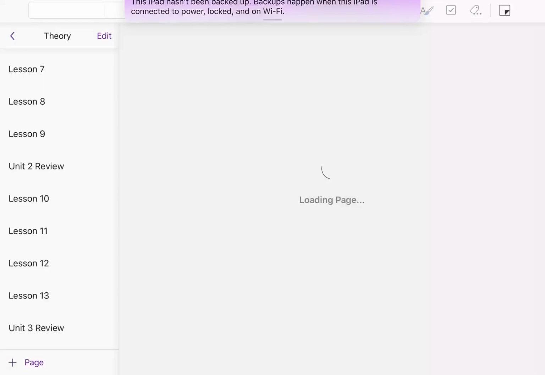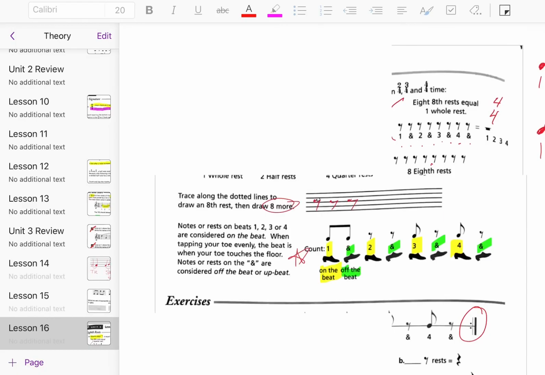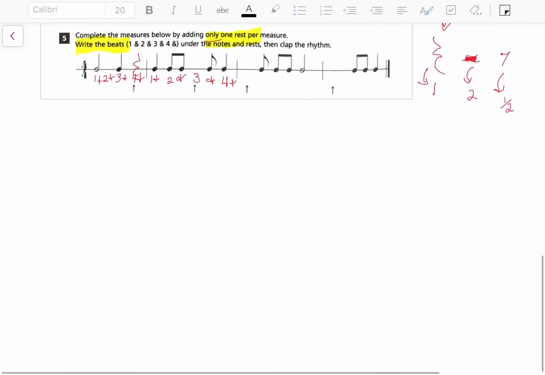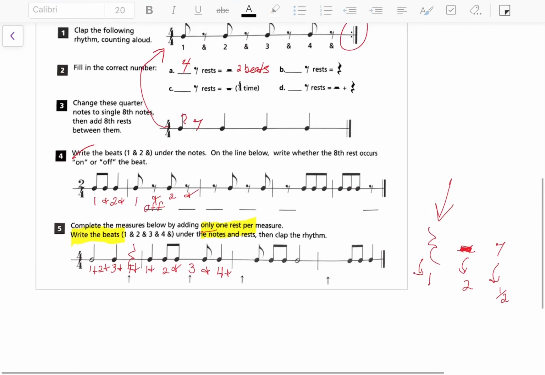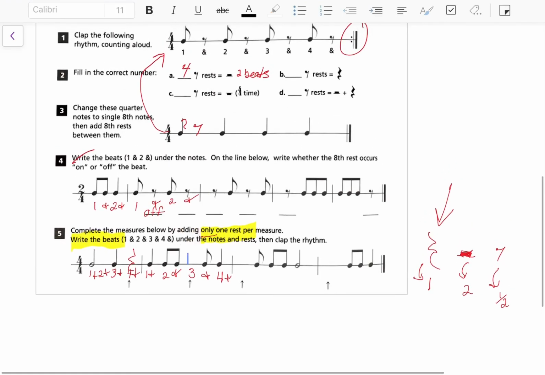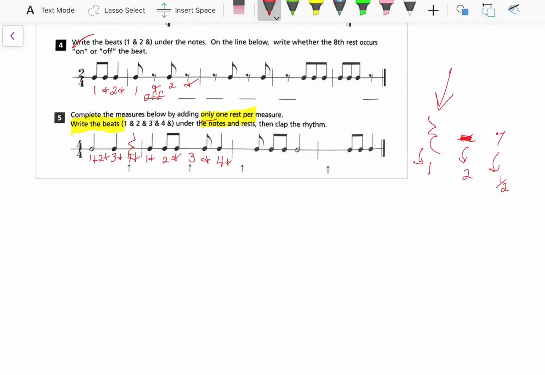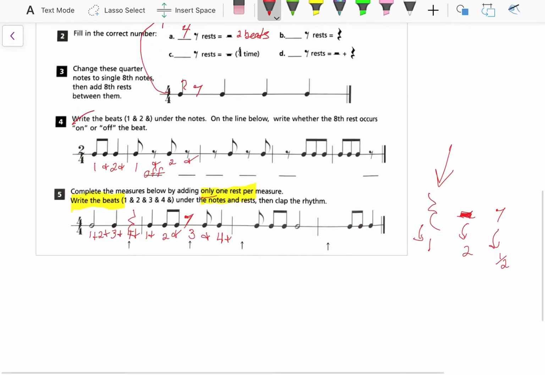Now let's see if I can get my screen back here. There we go. Don't know why it crashed on me. So coming back down here, I was drawing my eighth rest. Okay? Now you're going to want to finish the rest of that example by writing in your counting and then figuring out what kind of rest you need to fill in the beats.